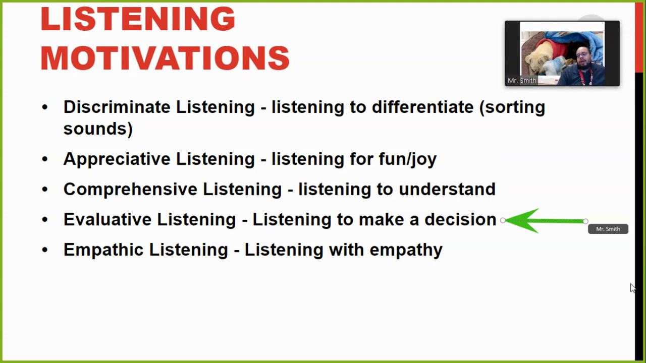If you're a judge and you're listening to the jury's case or the plaintiff's case or the defendant's case, and you're figuring out how you're going to make a decision, if people are saying you need to do this or you need to do this or you need to do this, and you're listening to all of those things and taking it in and then making a decision, that is evaluative listening.